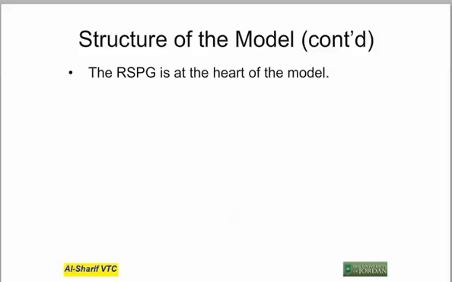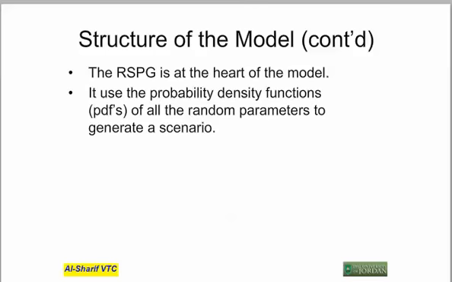Going back to looking at the model again, the RSPG is actually at the heart of the model. This is the random scenario parameter generator. Every time we do a trial, we are generating what is called a scenario. We use probability density functions to generate the random variables, and basically the random variables are the origin of the passengers and their destination. Where does every passenger come from? That's a random variable. Where does every passenger go to? That's another random variable.